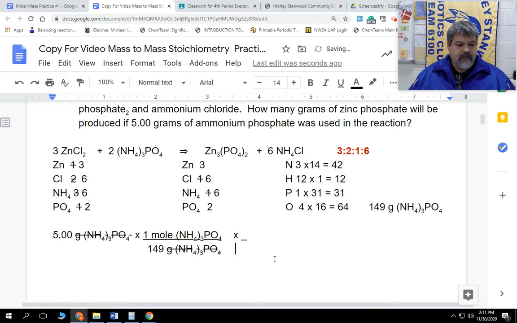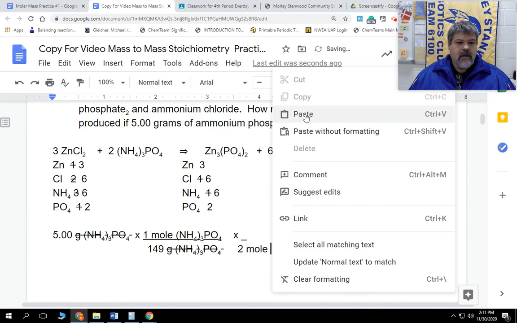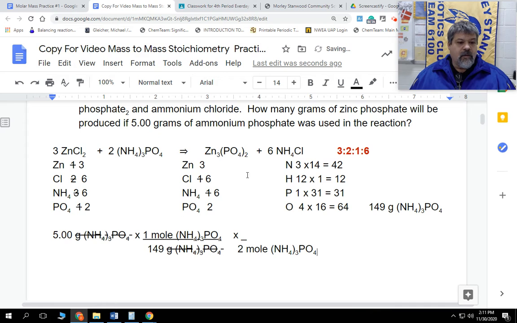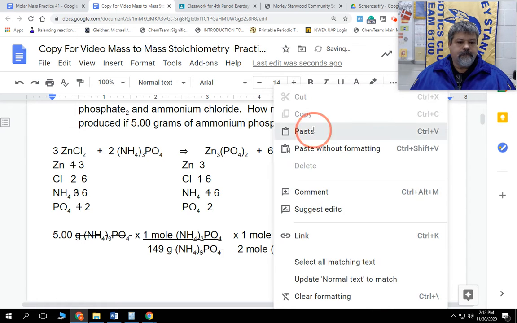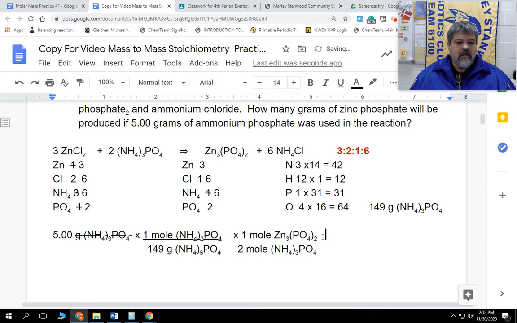So we're going to put 2 moles, 2 moles of this, okay, of this right here on the bottom. We'll paste that there. And we're going to put down just 1 mole of this on the top. So we're going to go ahead and copy this. And we said we're going to put how many moles? 1 mole of the following. Okay. And we should probably underline this.